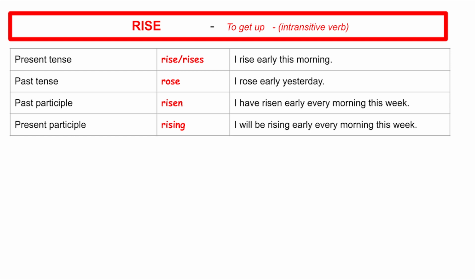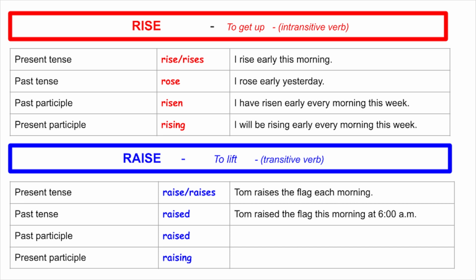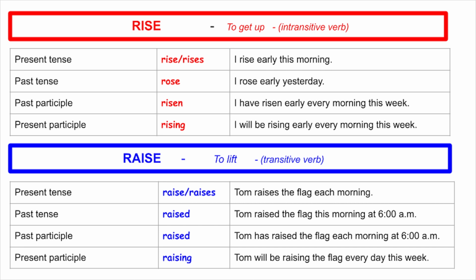Now, here are some examples in sentences using the verb forms of raise. Remember, raise means to lift. It is a transitive verb. Using the present tense, Tom raises the flag each morning. Using the past tense, Tom raised the flag this morning at 6 a.m. For the past participle, Tom has raised the flag each morning at 6 a.m. And for the present participle, Tom will be raising the flag every day this week.